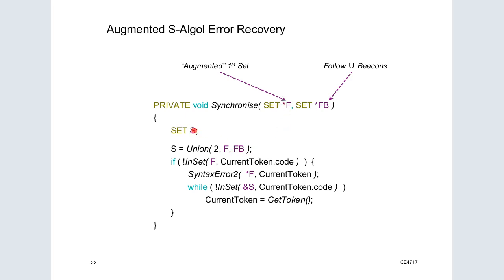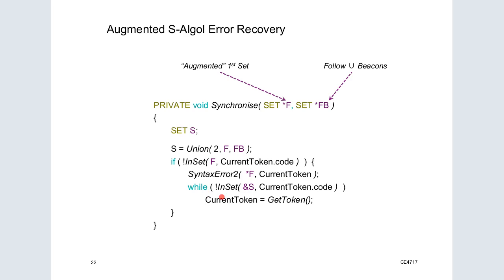So what do we do here? If we are in the F set, then everything is great. If we're not, we have to start resynchronizing. So we print out a syntax error using syntax error 2, saying we wanted something in this set, we got that. And then we loop.